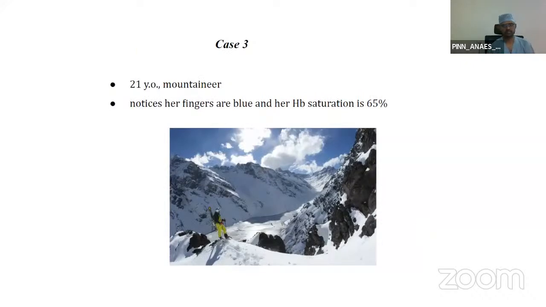So the next case is case 3. A 21-year-old mountaineer notices that her fingers are blue and her saturation is only 65% while climbing. So what is the reason?